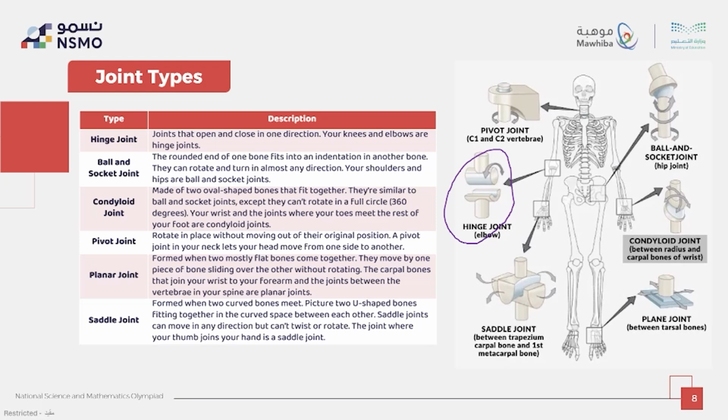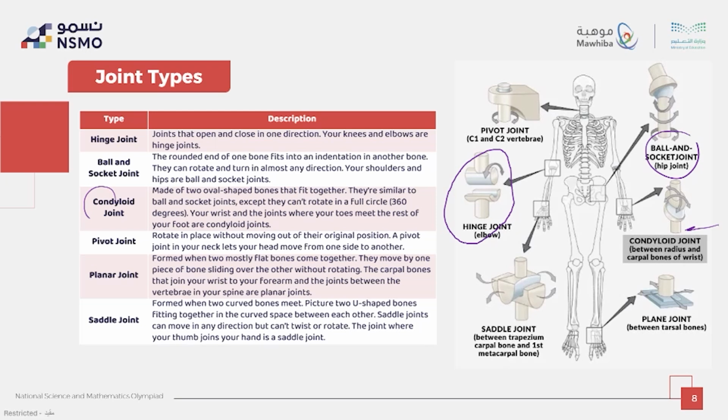The other one is the ball and socket joint. Here is the ball, the hip joint. It allows movement in almost all directions, including rotating. The third one is the condyloid joint. Here it is. That's one between the radius and carpal bones of the wrist.